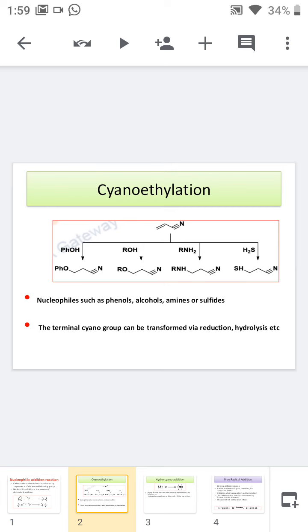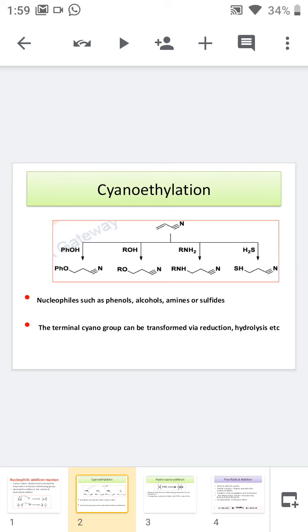Now we are moving into the example cyanoethylation, in which the multiple bonded organic compound is attached to a substituent such as cyanide. You know that cyanide is electron withdrawing in character. So our multiple bonded organic compound is electron deficient in nature. So we can easily add any nucleophile like phenol, alcohols, amines or sulfides.